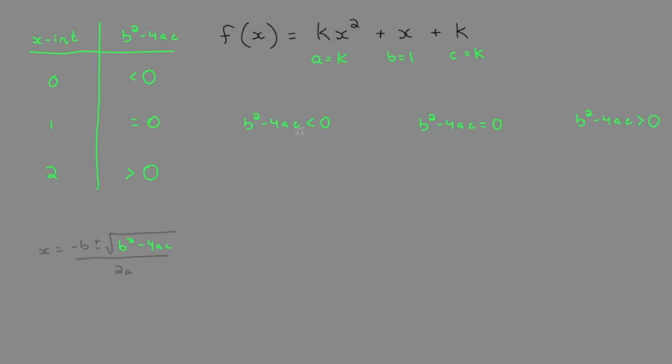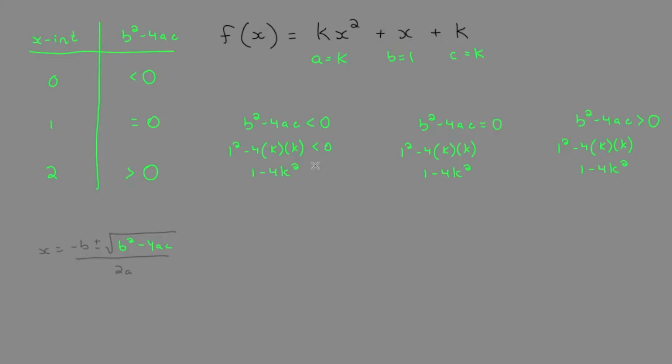We'll use the same value for each discriminant. B squared minus 4ac is 1 squared minus 4 times k, which would evaluate to 1 minus 4k squared. And so that's the same for all of these, you could see. So we'll just save some time, copy and paste it here.